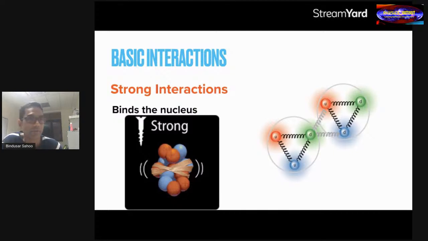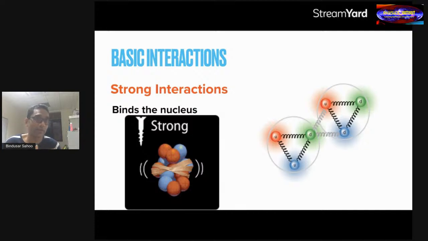The third force we all talk about is the strong force, and this is the force responsible for binding the nucleus together. As you all know, the nucleus is made up of protons and neutrons. Neutrons are neutral particles. Protons are positively charged particles, and since they carry like charges, the electromagnetic force between them would make them repel each other, and the nucleus would fall apart.